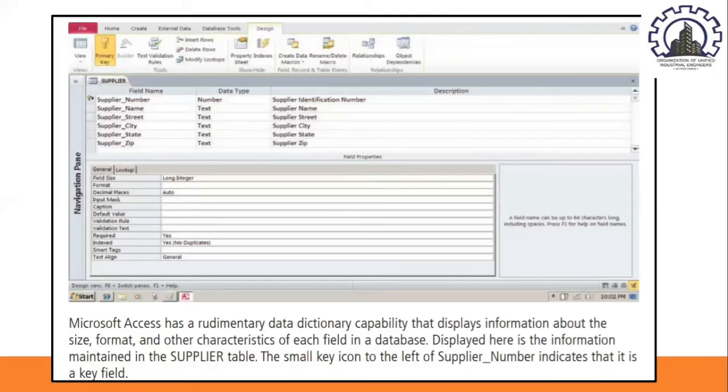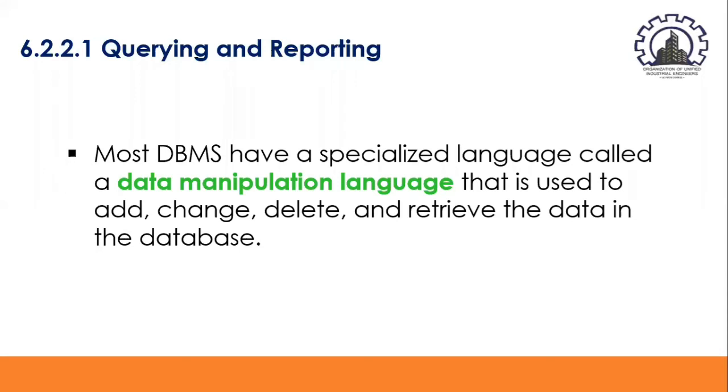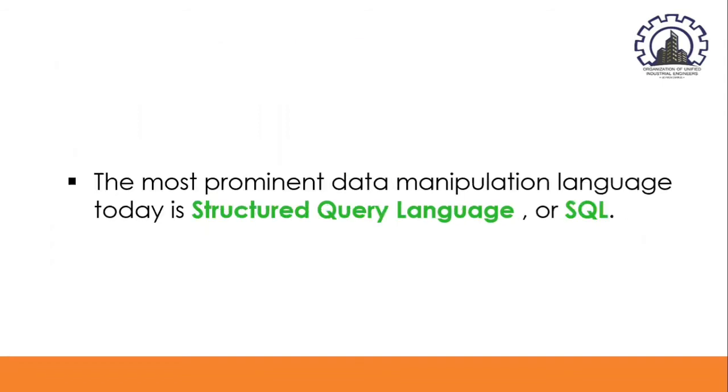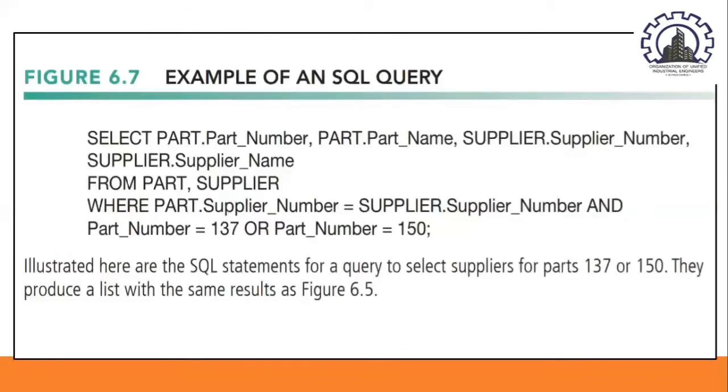Under querying and reporting, take note that a DBMS includes tools for accessing and manipulating databases. Most DBMS have a specialized language called a data manipulation language that is used to add, change, delete, and retrieve the data in the database. This language contains commands that permit end users and programming specialists to extract data from the database to satisfy information requests and develop applications. The most prominent data manipulation language today is structured query language, or SQL. Figure 6.7 illustrates the SQL query that would produce the resultant table in figure 6.5.